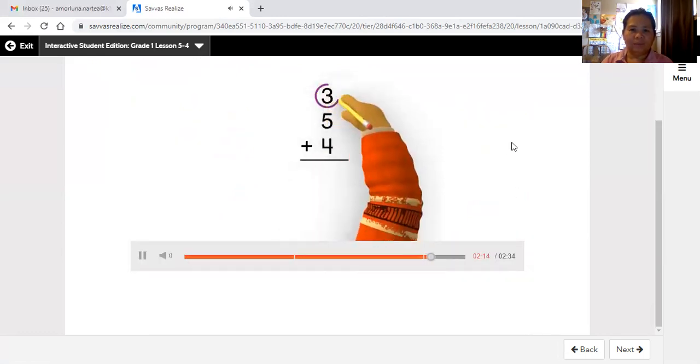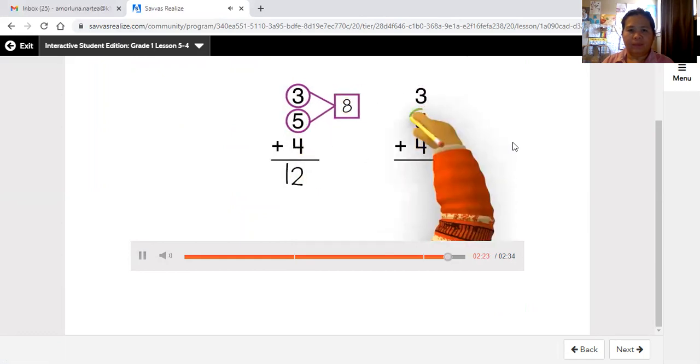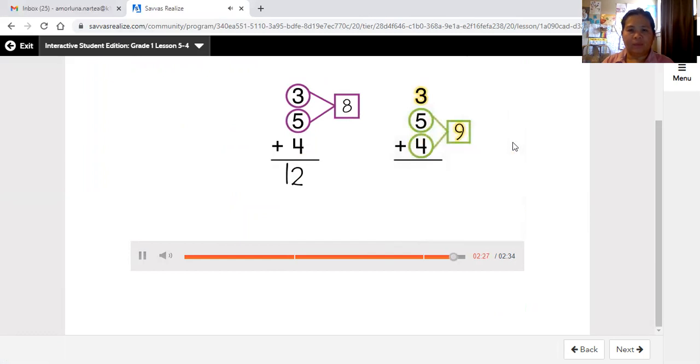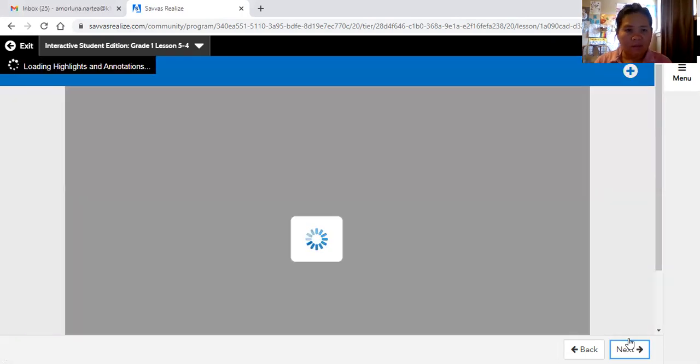3 plus 5 is equal to 8. And 8 plus 4 is equal to 12. 5 plus 4 is equal to 9. And 9 plus 3 is equal to 12. The sums are the same. Yeah, the sums are the same, right? And even if we try the last one, 3 and 4, that will be 7 plus 5 equals 12. I hope you understand this topic, because I would like you to convince me this time.